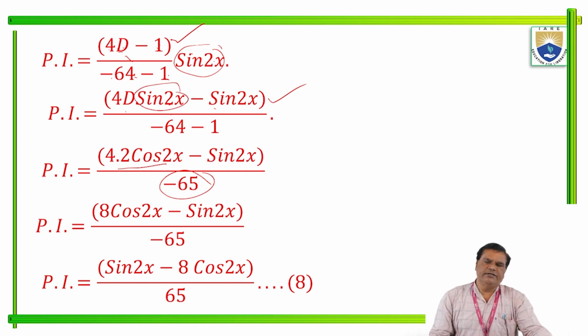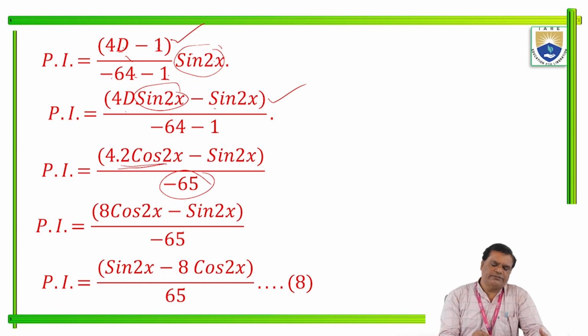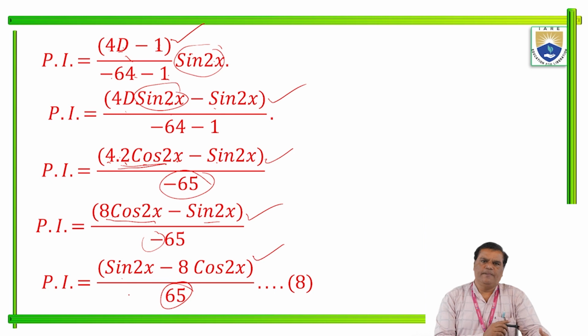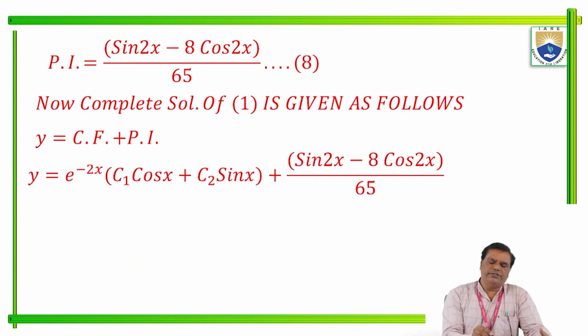The differentiation of sin 2x with respect to x is cos 2x, and the differentiation of 2x is 2, so 2 cos 2x. So 4 into 2 cos 2x minus sin 2x, that is 8 cos 2x minus sin 2x, over minus 65. Taking this minus into the numerator changes the sign. So I am writing sin 2x minus 8 cos 2x upon 65. This is equation 8, the complete PI of 1: PI equals (sin 2x minus 8 cos 2x) upon 65.